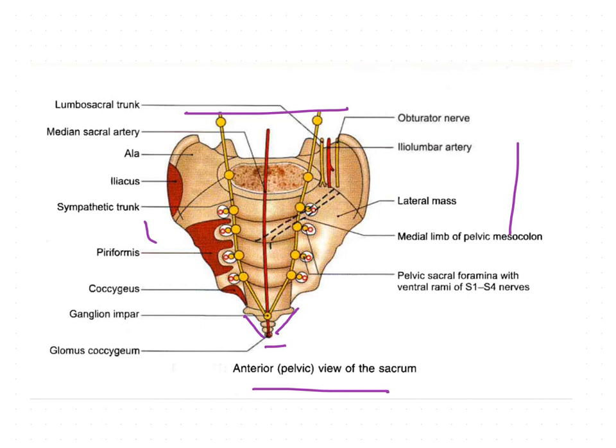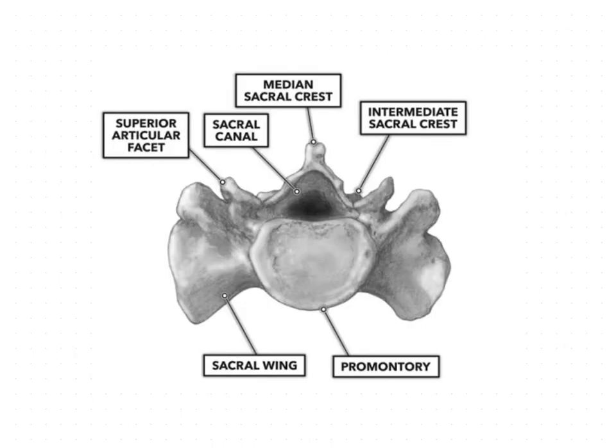Now we'll move on to the base. The base is formed by the upper surface of the first sacral vertebra, which articulates with the body of the fifth lumbar vertebra to form the sacrovertebral angle or lumbosacral angle. Okay, so we will see this base separately. Yes, here comes the base.